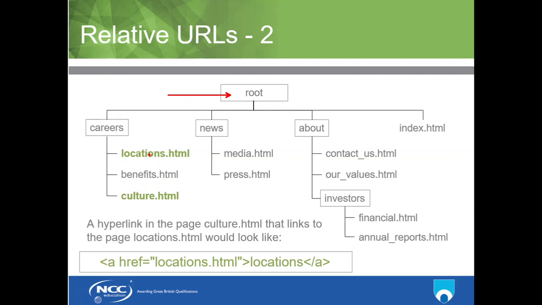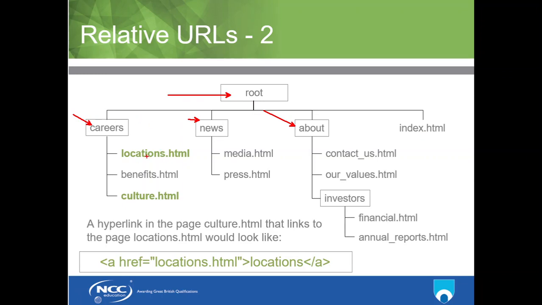Normally, for organization, we put similar web pages on the same folder. We group similar web pages on the same folder. So, for example, you'll have the root folder that contains all the documents of your website. But you'll also have, for example, a folder called careers, a folder called news, a folder called about.